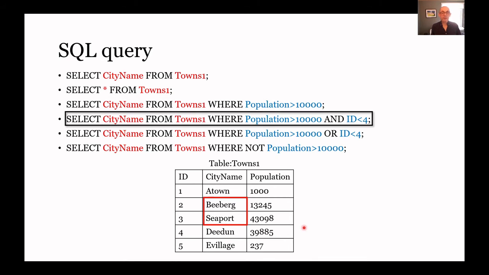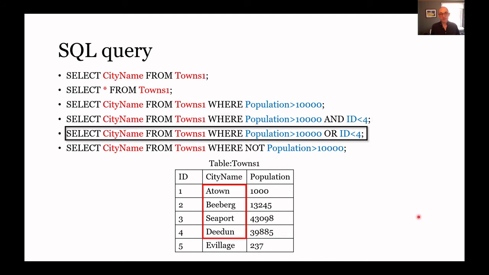We can expand that where we do the same search. It's the same condition, 10,000, and an additional condition where the ID has to be less than 4, for whatever reason. And here we can see that both of these two, the ID number is less than 4, so we end up with these 2 towns, Biberg and Seaport, fulfilling both of these queries. And we've returned just the city name.